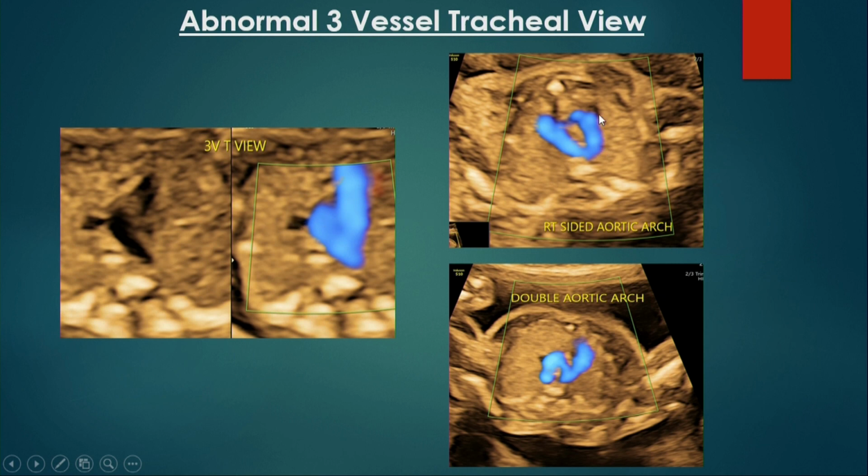Look at this. This is the superior vena cava. This is the ductal arch. This is the aortic arch. The aortic arch, instead of going to the left of the trachea, is going to the right of the trachea. So it's a right-sided aortic arch.